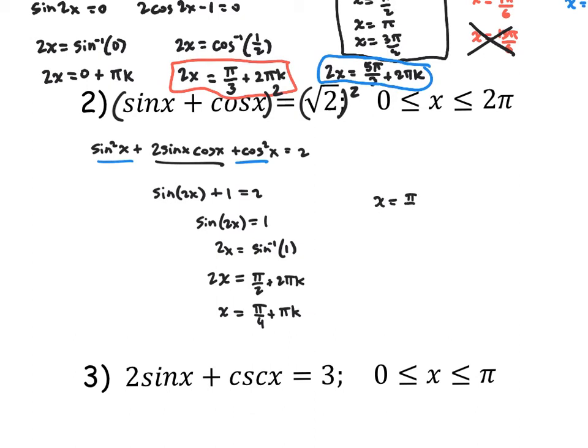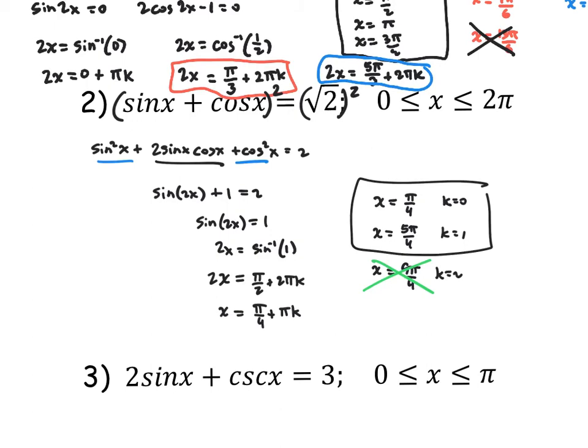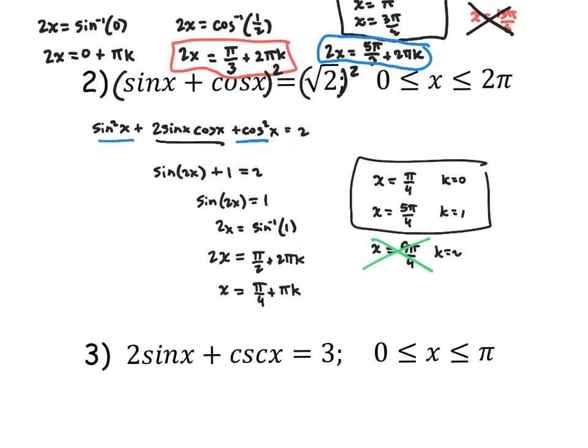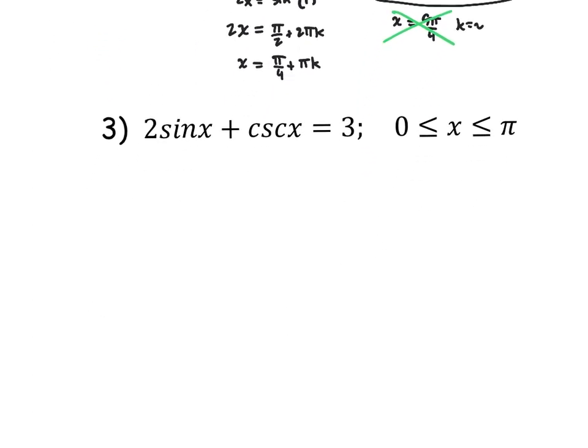So that would be pi over 4 if k equals 0. That would equal 5 pi over 4 when k equals 1. I'm going to go out just another one here, and 9 pi over 4 if k equals 2. Okay, so clearly 9 pi over 4 is greater than 2 pi, so that's out. So our solutions here are pi over 4 and 5 pi over 4. Outstanding.